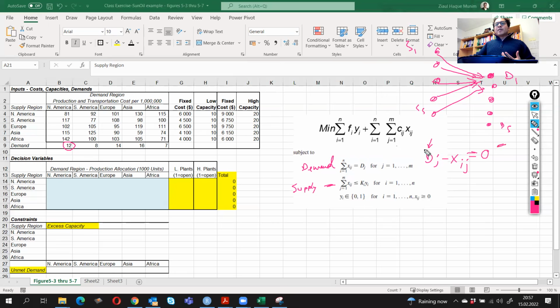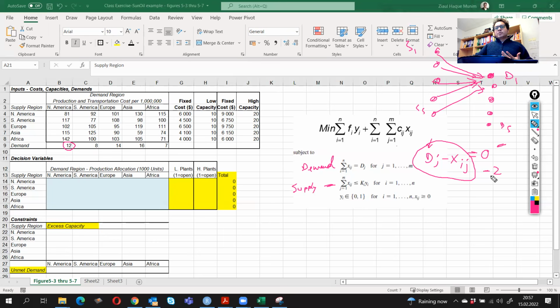If the value of this part is not equal to 0, then what does that mean? So let's say the value is a negative value. Let's say -2. What does this mean? The supply is more than our demand. Is that a problem? Okay.